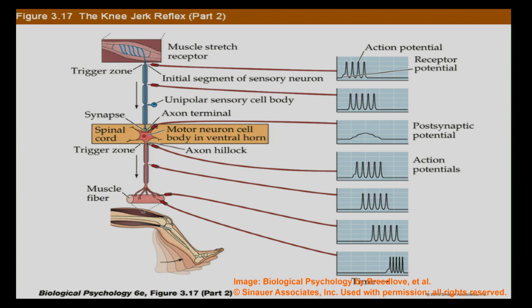And so look at this neuron right here. It's a unipolar sensory neuron. The cell body is right here. Here is its dendritic component. Here is this axonal component. This is a sensory neuron.